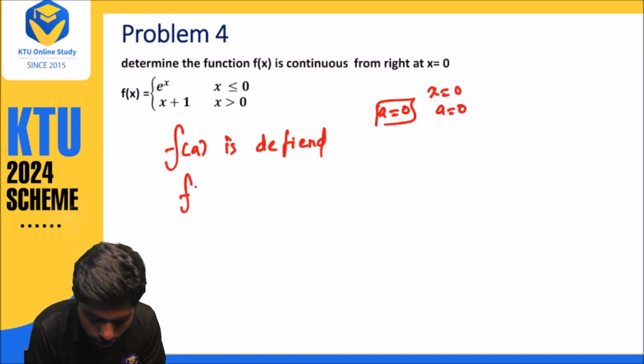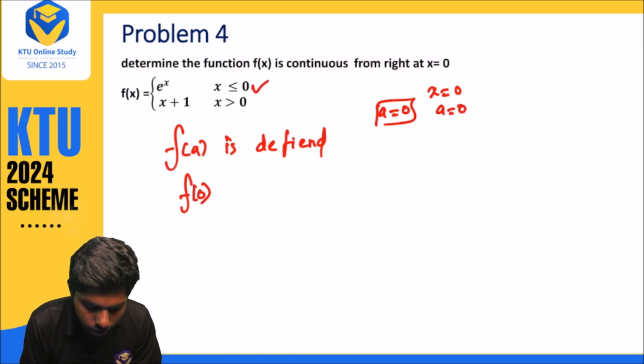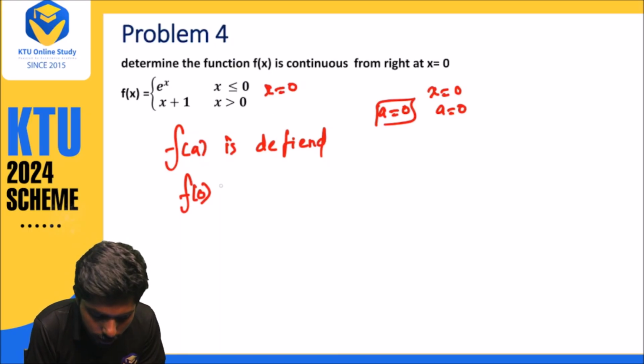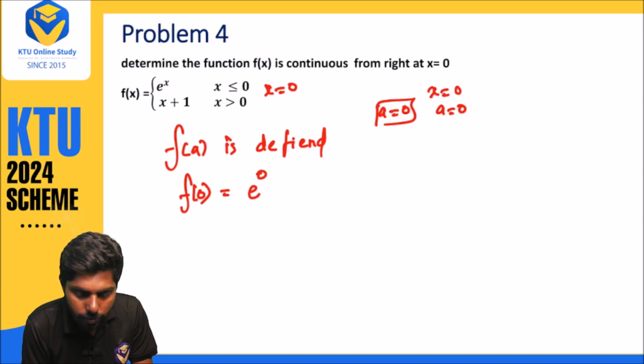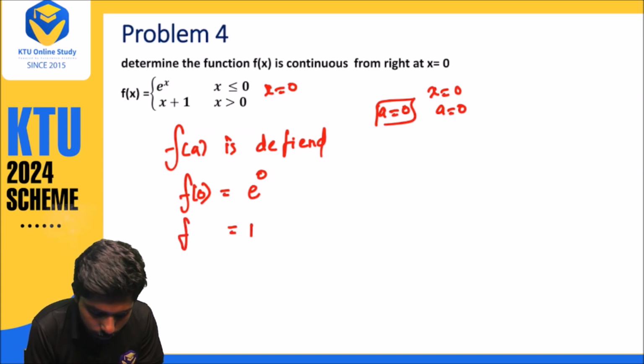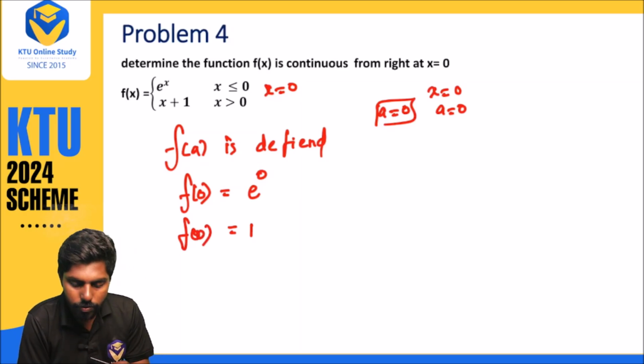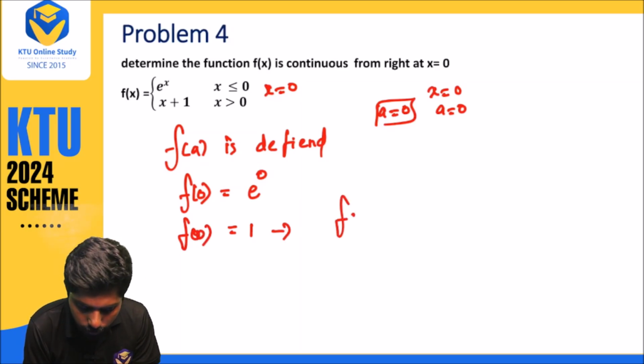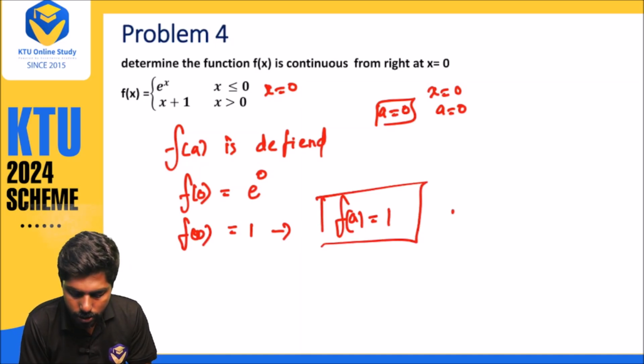When x is equal to 0, what is the condition they have given? That is nothing but e power 0, so f of e power 0. What is e power 0? E power 0 is nothing but 1. So f of 0 we are getting as 1. That is, f of a is equal to 1. So this is our first condition.